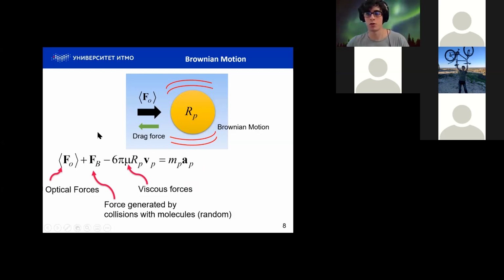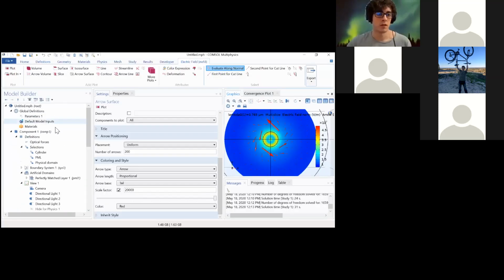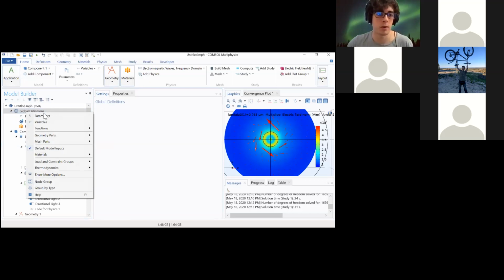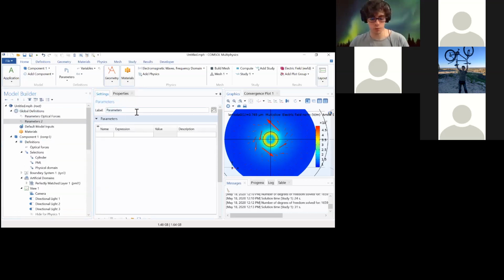We can use a functionality called particle tracing, which basically solves this equation for a point particle. So let us start doing this. We will do it directly in the same model. Let me first call this first step of parameters for optical forces, and then I will add a second set of parameters for particle tracing.